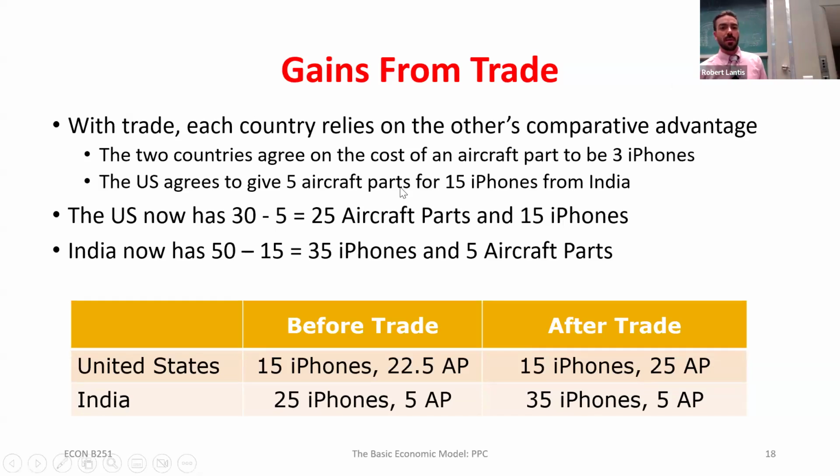And you could choose different numbers. Maybe the US wants to trade away, I don't know, 10 aircraft parts, and you can work through the math and just see that there's more goods in the entire world when we have this trade going on, and now people are only producing what they can produce at the lowest cost. And I think intuitively that makes sense. If people are producing something at a really high cost, that's like wasting the world's resources. We should be relying on whoever produces things at the lowest cost. Okay?